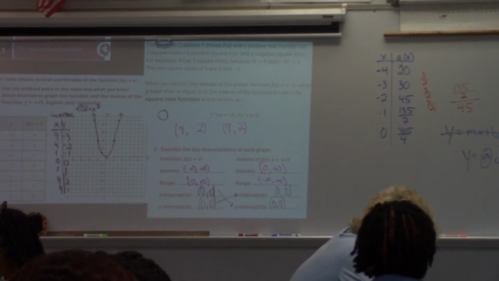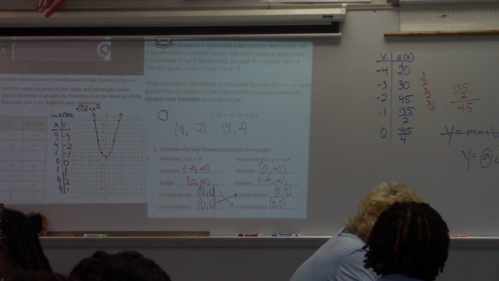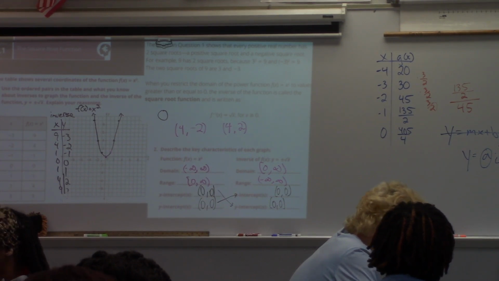Any thoughts? Be careful with your graphing. That's negative 2, 9. It should be negative 3, 9. That's why it looks so vertical. It shouldn't be that vertical.